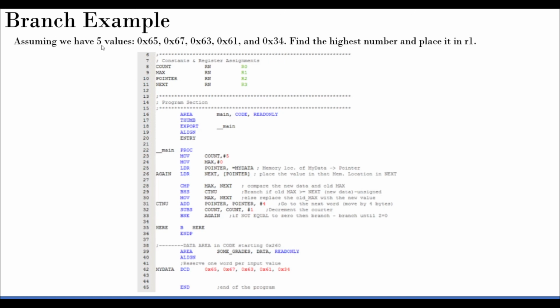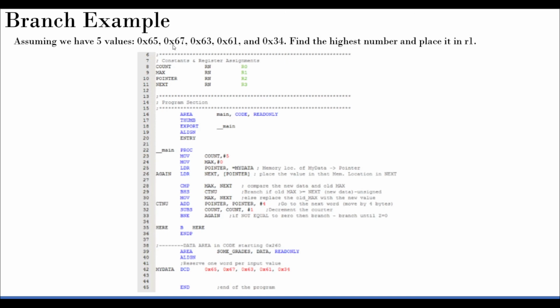So assume we have 5 values, which are these values here. Okay, so these are the values that you are going to have. Find the highest number and its position. So that's the idea. Find the highest number out of this and put the position in R1. So in this case, for example, you can easily literally say that this is the guy, right?